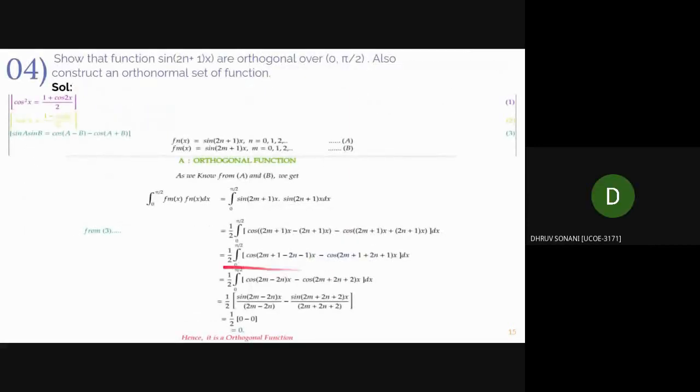So good afternoon to one and all present here. Myself Dhruv Sonani, roll number 117, going to start with the fourth sum.